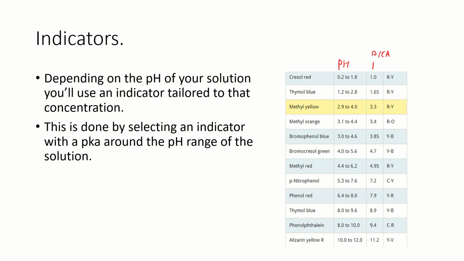So indicators function in a similar manner. Indicators are a chemical species that undergoes a conformational change, or a change in the structure of the molecule, under certain pH conditions, which can be observed by us. So let's think about that. Each indicator has a pH range in which it functions, and this corresponds to the pKa. So here's a list of indicators as well as the pKa that each indicator has.